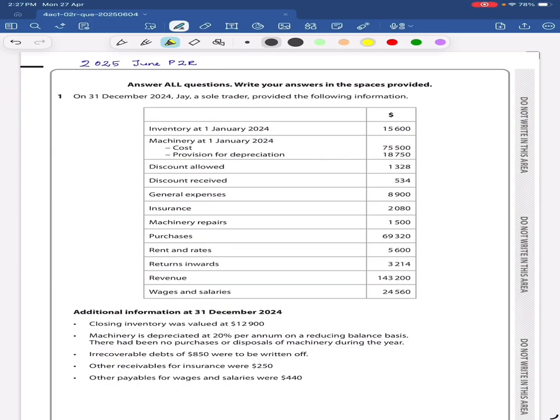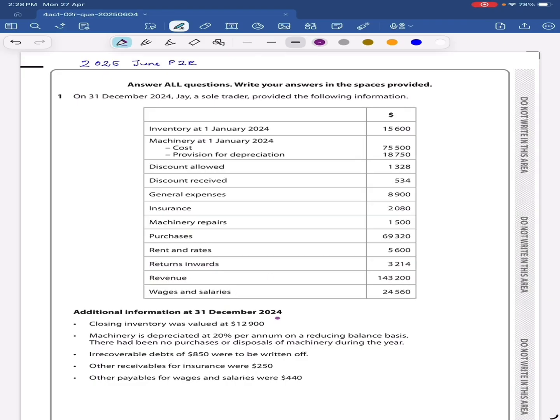Inventory at the start of the year, machinery at the start of the year, discount allowed, discount received, general expense, insurance, machinery repairs, purchases, rent and rates, return inwards, revenue, wages and salaries.